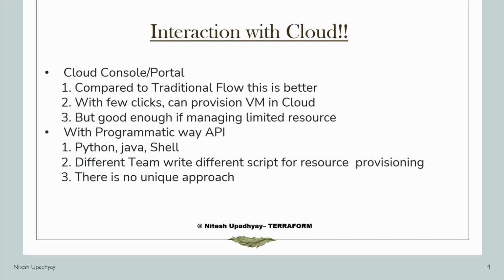So there is another way to interact with the public cloud, in a programmatic way like API. You write your code in Python or Java or any shell scripting language. Public clouds provide SDKs in the majority of languages to interact with their cloud. So the issue is different teams write different scripts for this resource provisioning. Let's say for GCP we have multiple language SDKs available. Hence there is no unique approach. Different teams try to solve the same problem in different ways. So we need some unifying approach which solves the problem.